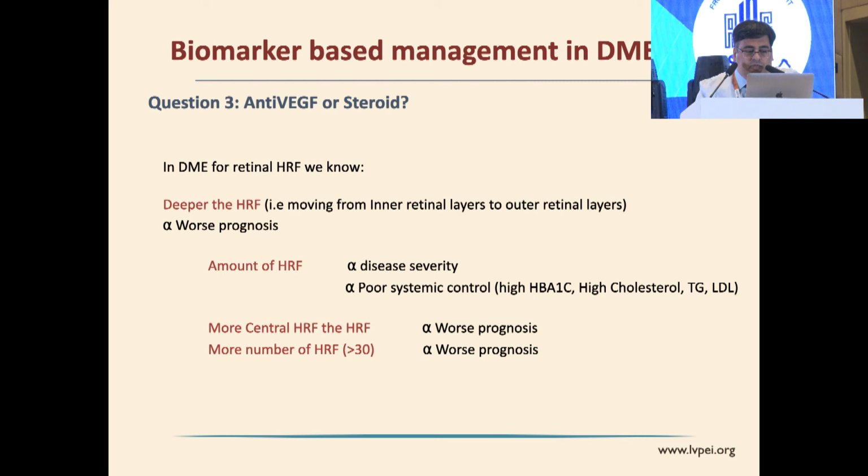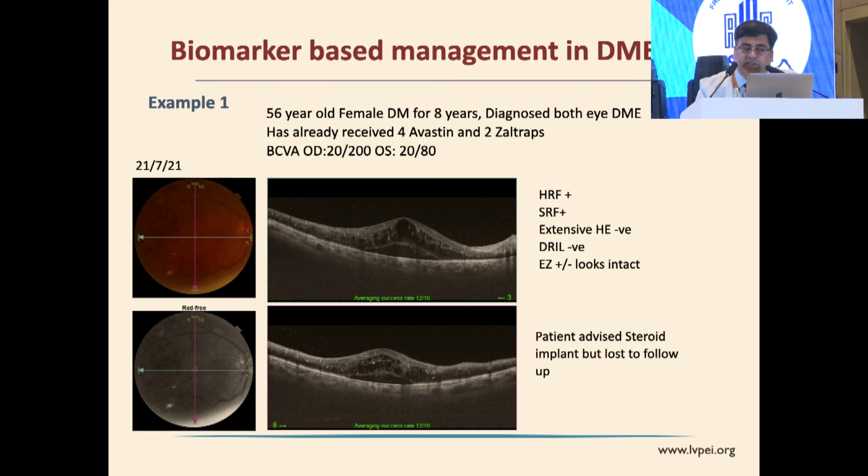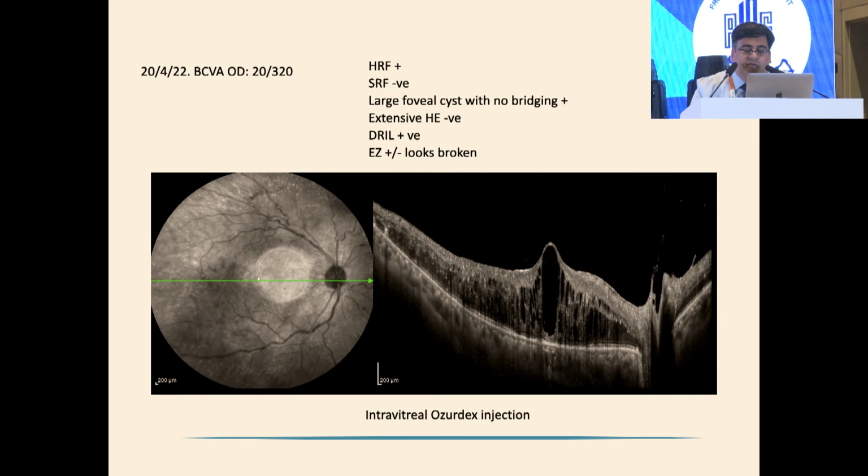Number two, we suggest showing an example. This is a 56-year-old female, diagnosed diabetic for 8 years, has DME. And if you look at this slide, patient has hyperreflective foci, there is subretinal fluid, there is extensive hard exudate. The EZ plus minus, patient was advised steroid implant but lost to follow up. When she came back, the picture had changed. The hyperreflective foci number had gone up, the subretinal fluid had gone, but the intraretinal fluid has gone up. Now you know at this stage, the visual prognosis tends to become not as good as it was when the patient had initially presented. And that's what happened.